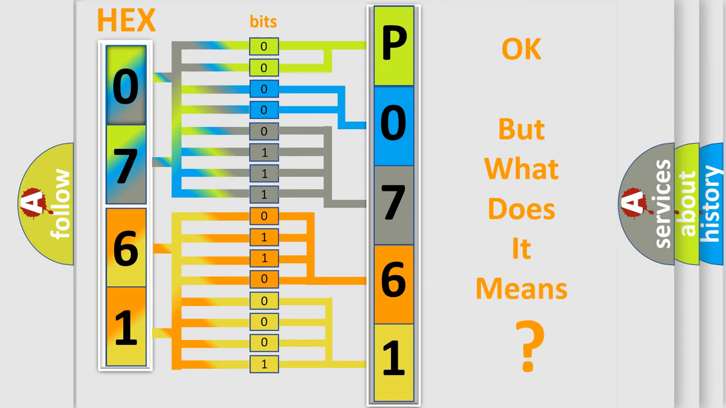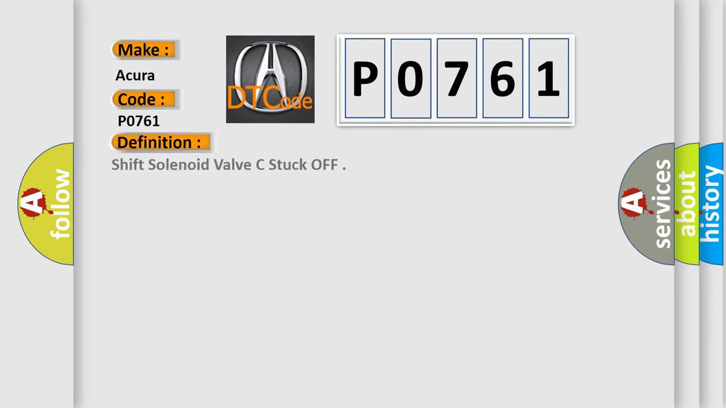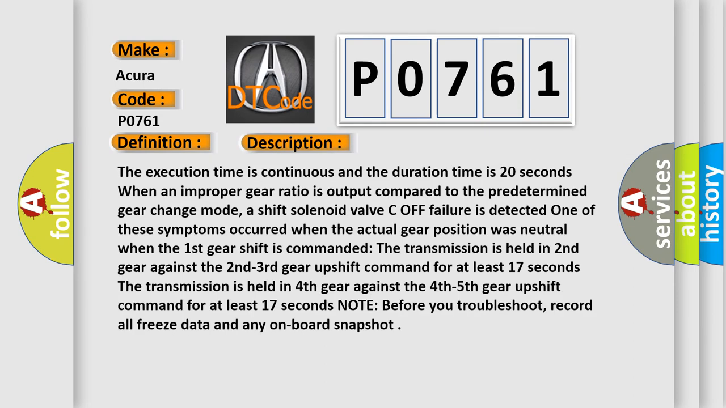The number itself does not make sense to us if we cannot assign information to what it actually expresses. So, what does the diagnostic trouble code P0761 interpret specifically for Acura car manufacturers? The basic definition is shift solenoid valve C stuck off. And now this is a short description of this DTC code.